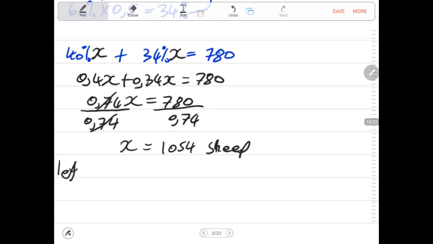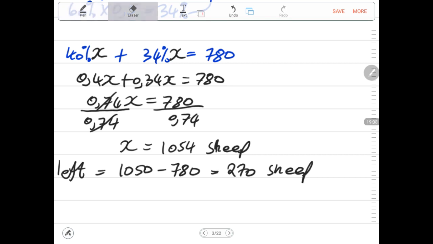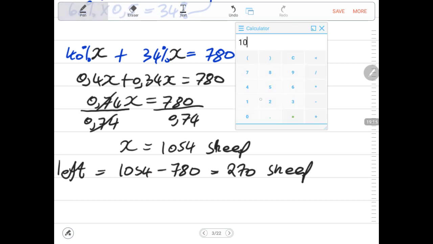Then we need to know how many sheep are left. Sheep that are left will be 1050 minus 780. Then obviously it will give us the same amount as the 270 sheep that were left after the sales of January. No, the amount will be different because there is this rounding off, 1054. I want to keep that figure as is. 1054 minus 780. Let me not use what is correct. So this will give us 274 sheep that are left.